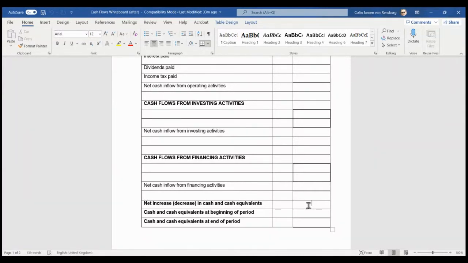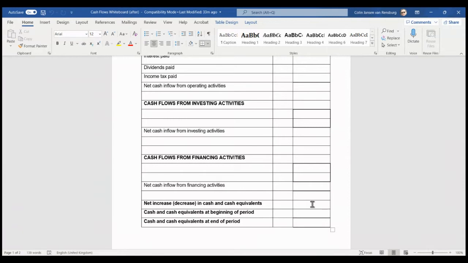Right. So the first one will be to add up the subtotal from our operating activities and the subtotal of our investing activities and the subtotal of our financing activities. We type it in there, right? If it is a negative figure, ladies and gentlemen, then obviously we are going to describe it as a net decrease in cash and cash equivalents.